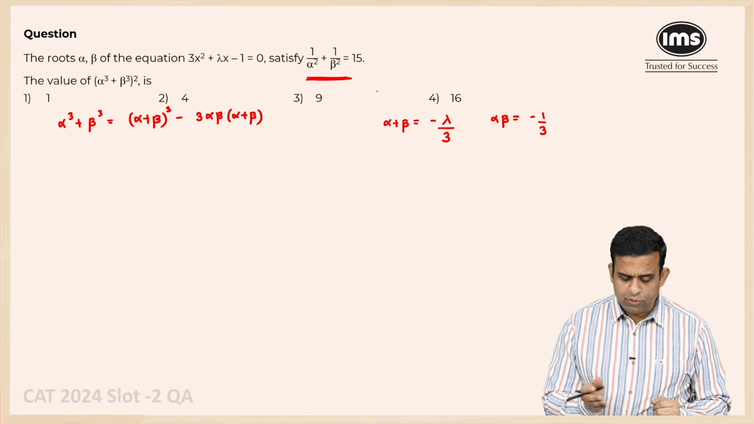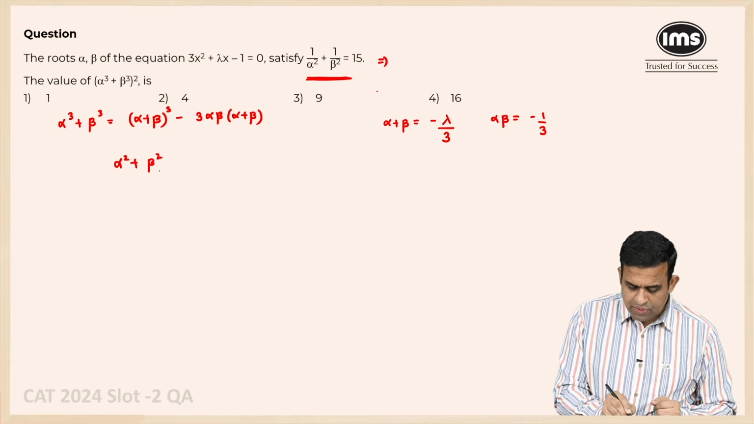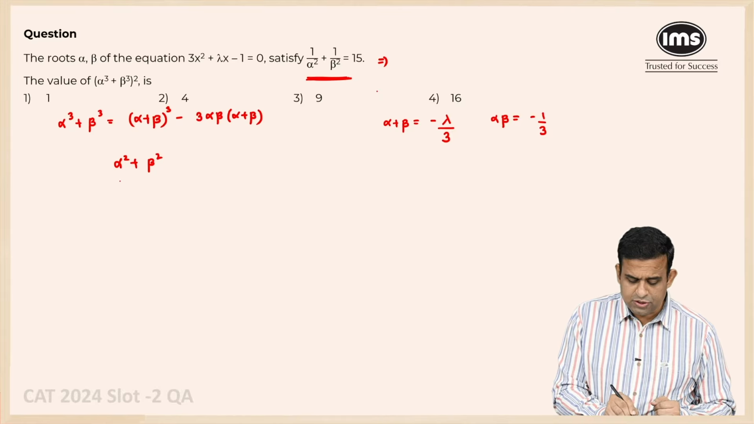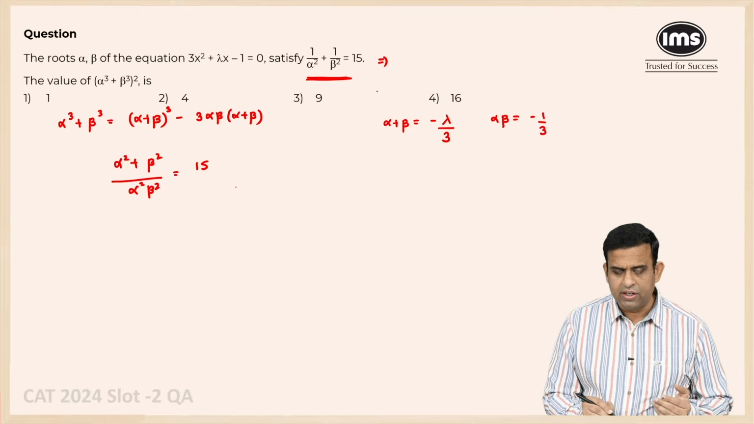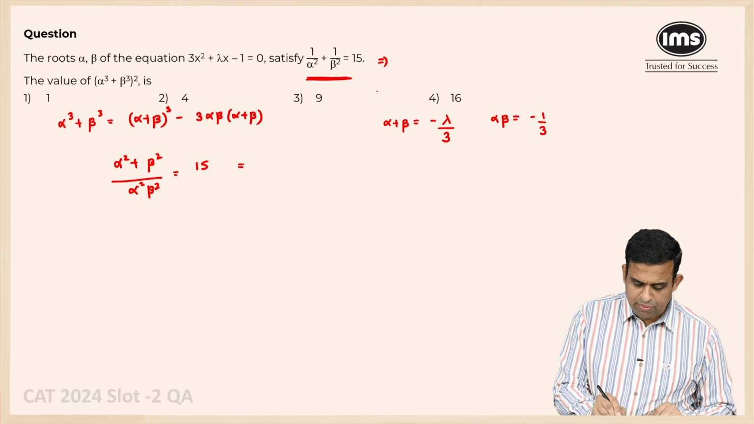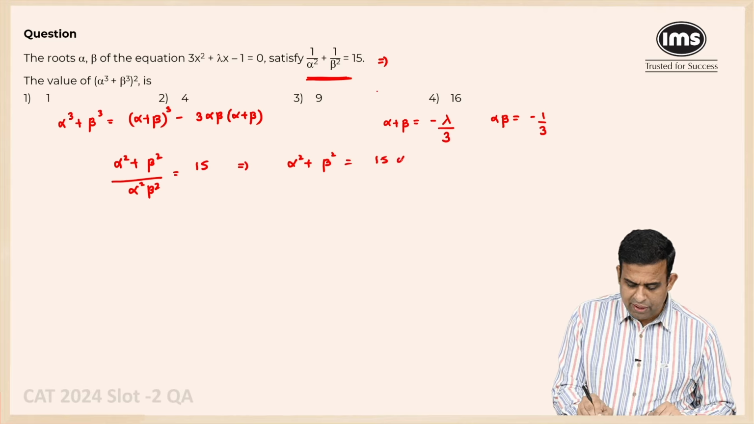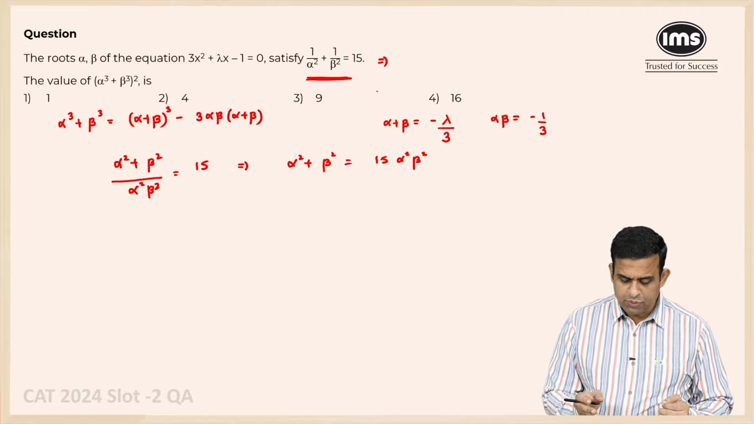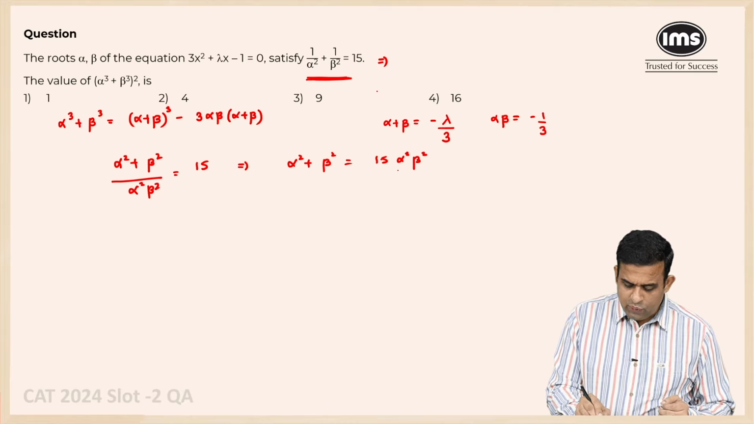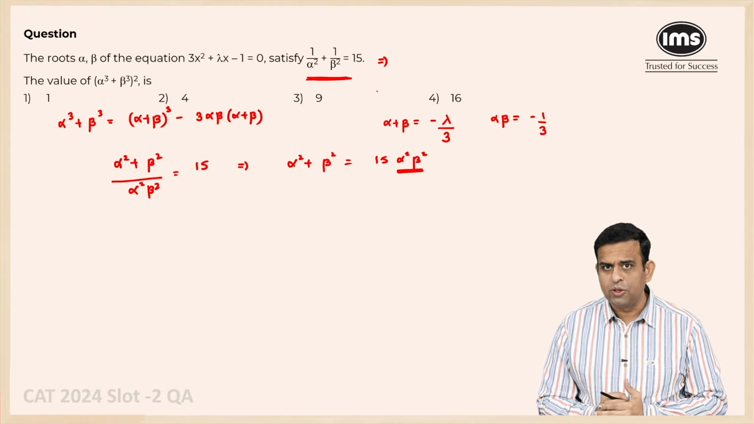So over here, if I take the LCM from this part, one will get alpha square plus beta square divided by alpha square beta square, and this thing is equal to 15. Let's now cross multiply. So one can say alpha square plus beta square is equal to 15 times alpha square beta square. Now understand one thing, in this particular case, we know the value of alpha into beta, which is the number minus 1 by 3.